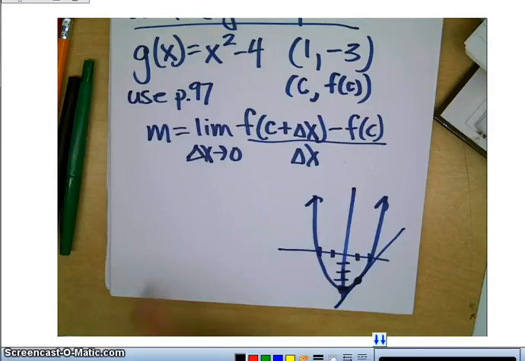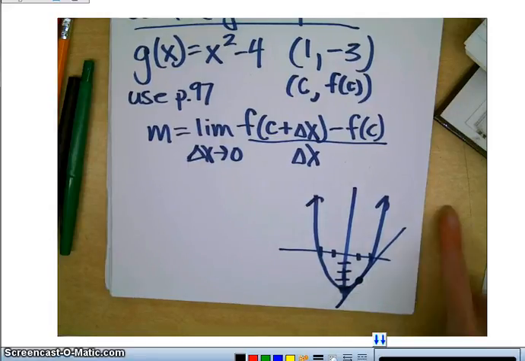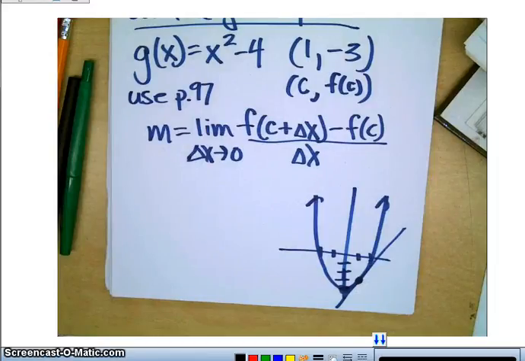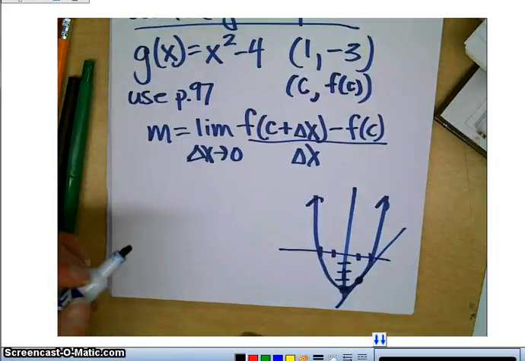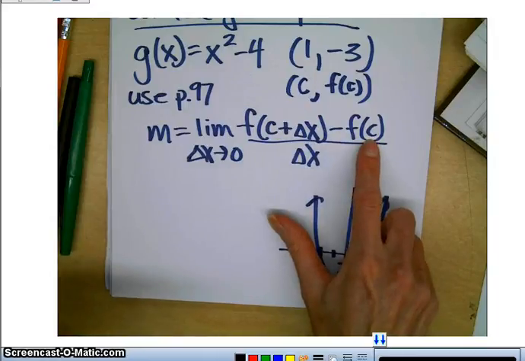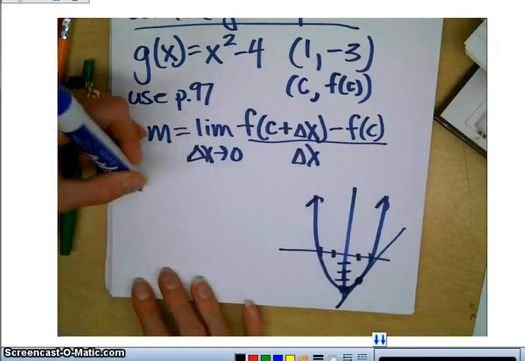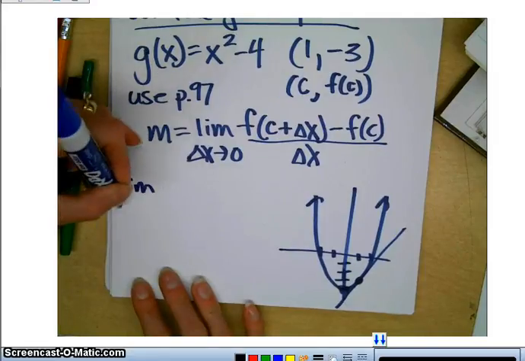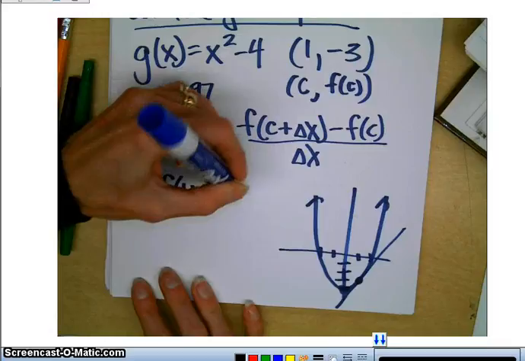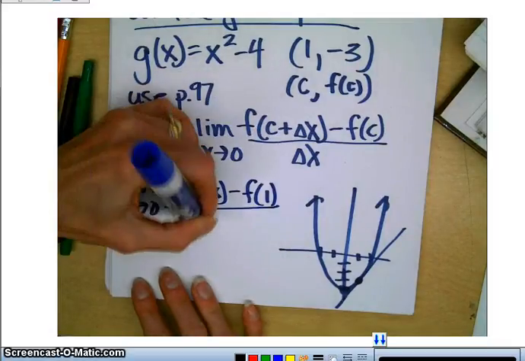So I have this function, I have that ordered pair, and I want to find the slope of that tangent line, and that is what this formula will do. I just need to apply this formula to that function and that point. First of all, what is my c? 1. So in place of the c, I am going to put 1. I'm going to be finding the limit as delta x goes to 0 of f of 1 plus delta x minus f of 1 all over delta x.